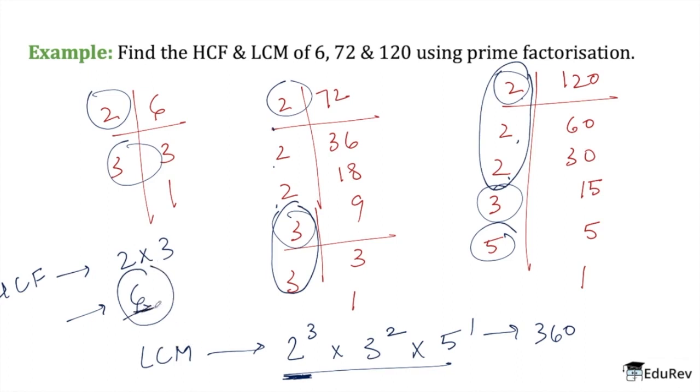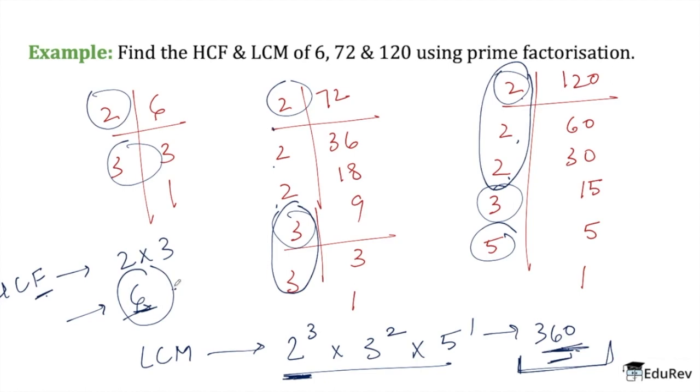Now 6 here is the HCF, that is the highest common factor. So it's a factor. Remember that it's a factor. Whereas 360 is the LCM, the lowest common multiple. So remember, this is a multiple. This 360 is the lowest multiple, whereas this is a factor.